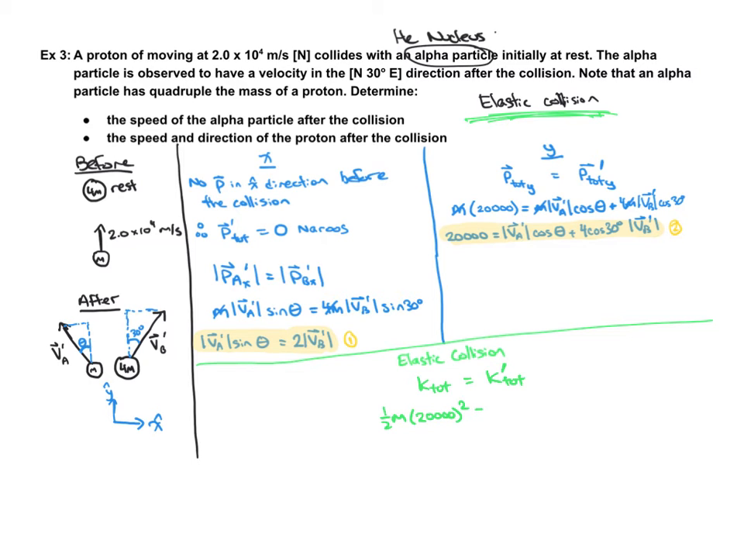And my ending total kinetic energy, both particles have kinetic energy. They're both moving. So we'll start with the proton. That'll be half mv squared, so VA squared. And now I'll add the kinetic energy of the alpha particle, which has a mass of 4m. So the kinetic energy formula will be half times its mass of 4m times its velocity vb squared.